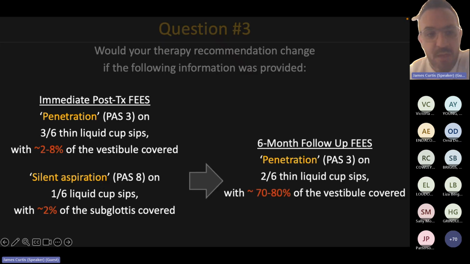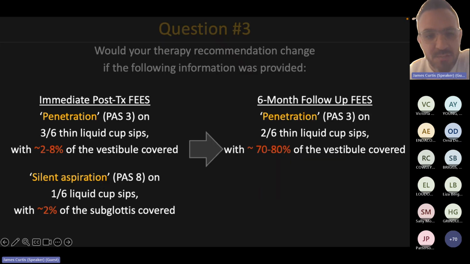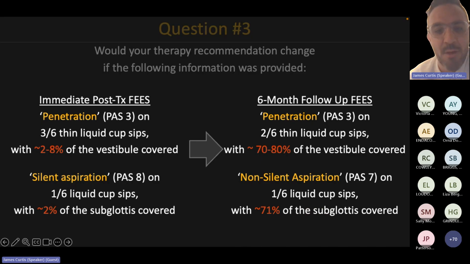Then let's say after their 6-month follow-up, we saw 2 out of 6 liquid cup sips having penetration, so 1 event less of penetration, but these penetration events were characterized by 70 to 80% of the laryngeal vestibule being covered, as opposed to 2 to 8%. And let's say they still had that non-silent aspiration event, but here it's around 71% of the subglottic shelf being covered. So a much larger surface area, and likely the amount of aspiration, if we had to guess.